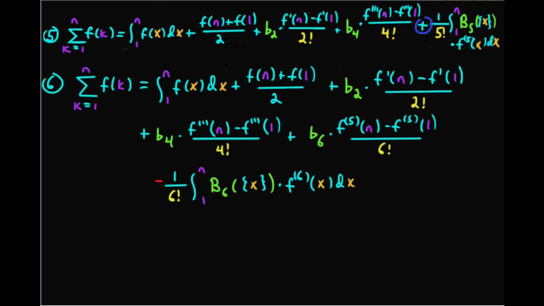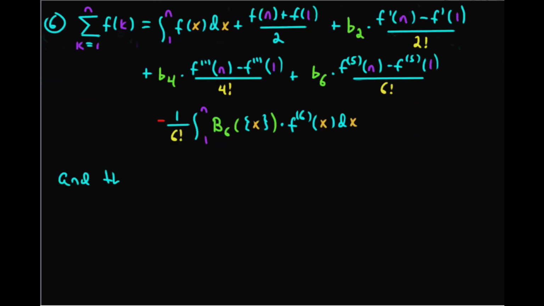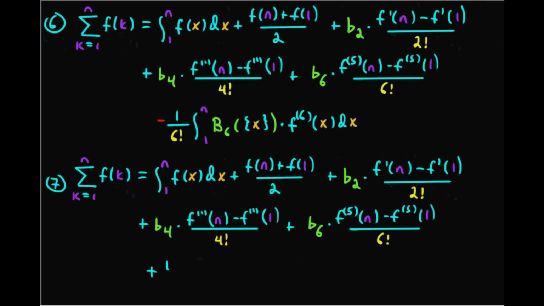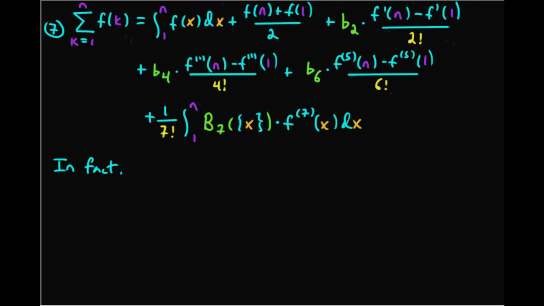And while we're at it, we might also infer the 7th derivative form of the EMSF with remainder. We might have noticed that the odd derivative versions of the EMSF with remainder keep all of the correction terms of the previous even derivative version of the EMSF that preceded it. So the 7th derivative form of the EMSF has all the same terms as the 6th derivative form, except for the error integral, which in this case will be plus 1 over 7 factorial times the integral from 1 to n of capital B sub 7 of the fractional part of x times the 7th derivative of f of x dx. And now we're ready to generalize our formula.